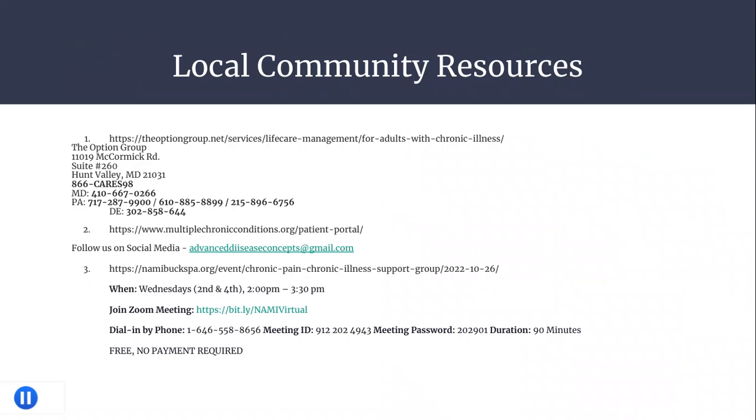And then here are some local sources. So the first one is Group Services, which is life care management for adult chronic illnesses, helps find nursing care, resources for people with chronic conditions. The second one is multipleconditions.org. If you go on, there are lists and lists of different chronic conditions, you can go on, learn, find resources for each chronic condition, and this was really cool to be able to find all the different types.